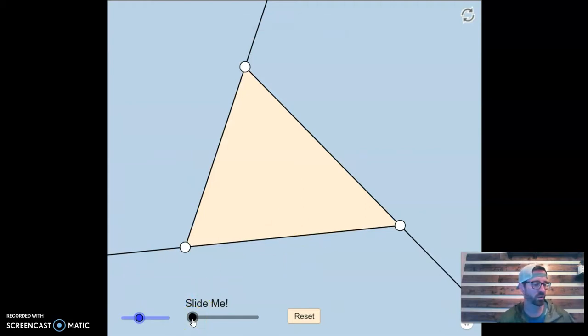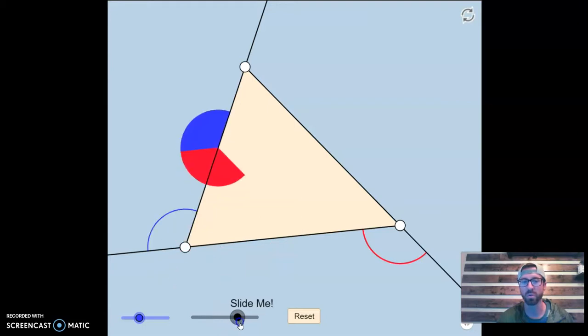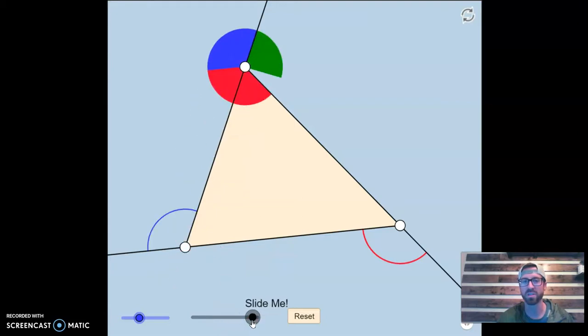So I've got this triangle here. We know its interior angles add up to 180, but what do its exterior angles add up to? One exterior angle is shown right there in red, okay? Now I'm going to come over here, and we've got our second exterior angle shown in blue, and then our third exterior angle shown in green. And it looks like in this case, these 3 angles have a sum of 360. They go all the way around, right?